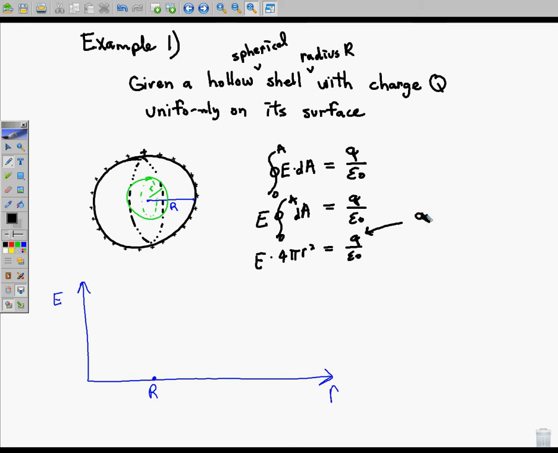How much charge is inside? 0. So basically, E times 4 pi r squared equals 0 over epsilon 0. If you multiply this out, you end up getting E equals 0. Since there is no charge inside there, there's not going to be any net flux lines going through there, so the electric field strength there is going to be 0. So we know for the first system right here, it's going to be just like that.